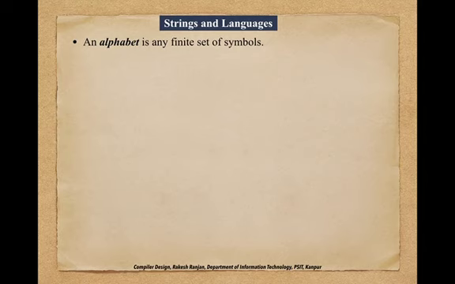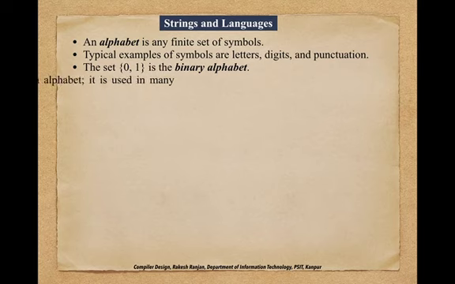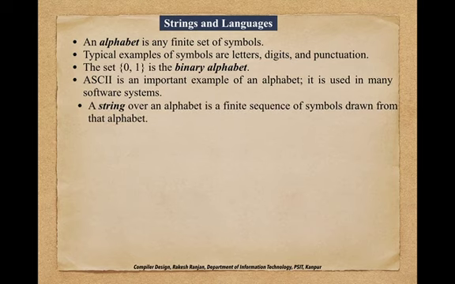An alphabet is a finite set of symbols. Examples of symbols are letters, digits, punctuation, etc. The set {0, 1} is a binary alphabet because only 0 and 1 are present. ASCII is an important example of an alphabet. It is used in many software systems.